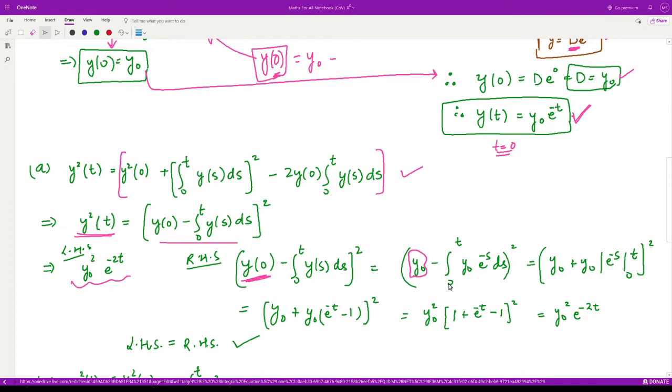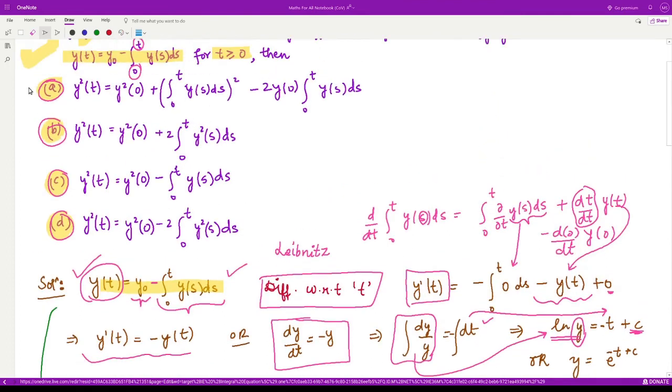And integration from 0 to t, what is y s? Y s is this thing, but with t replaced with s. So just perform the integration and then solve, you'll get this thing. Now you see, this left hand side is equivalent to right hand side, therefore this is the correct option. So option A is the correct option. Let us check for the other options as well.